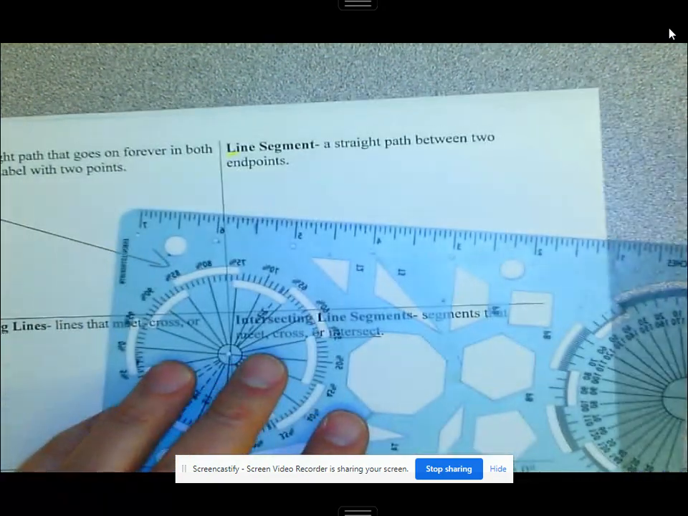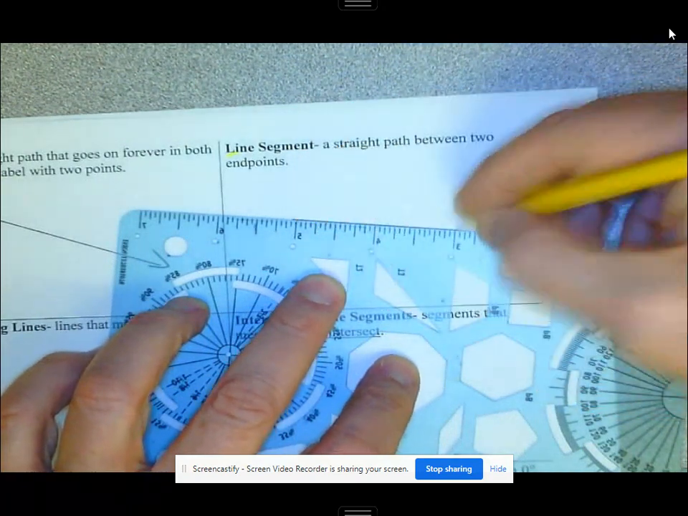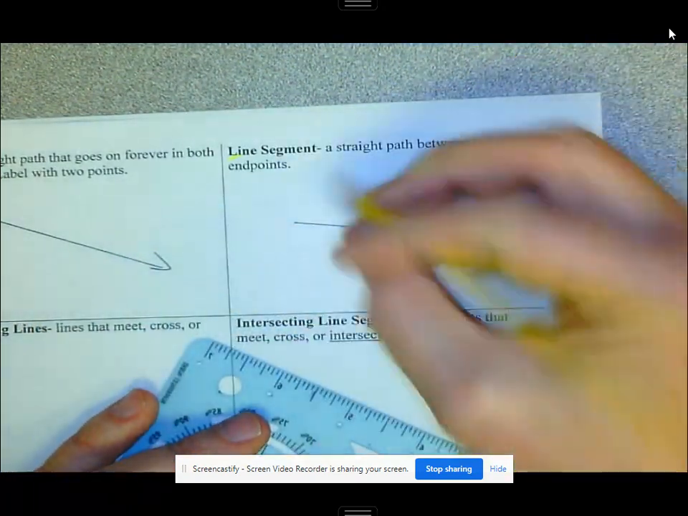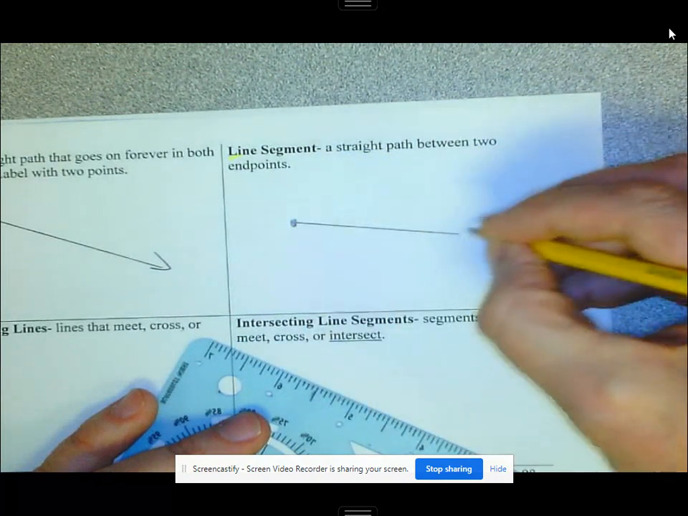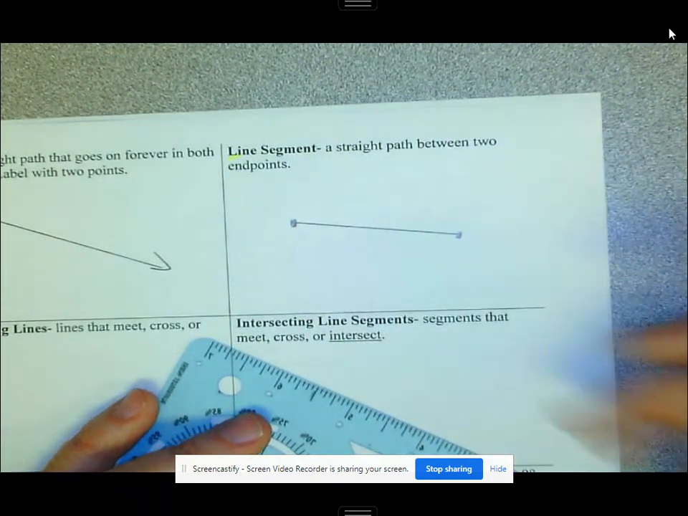Secondly, we have line segments, and they have specific end points. It's a straight path between two end points, often drawn like this.